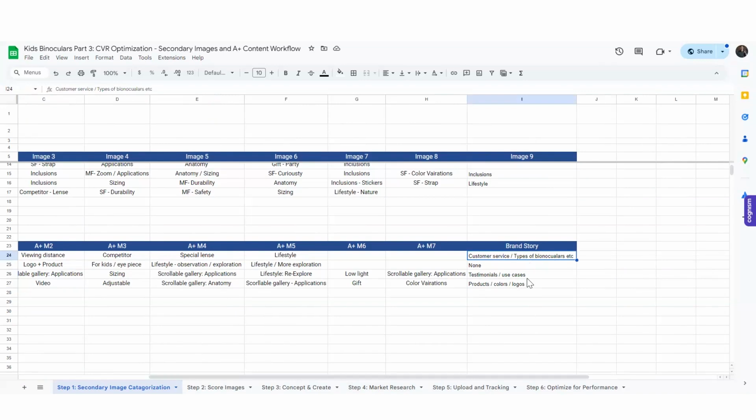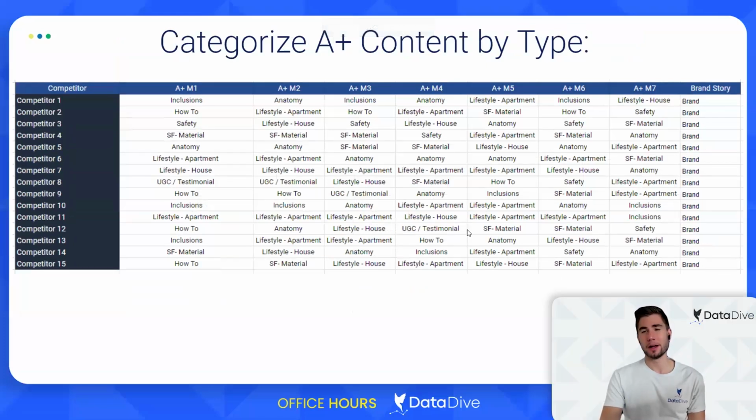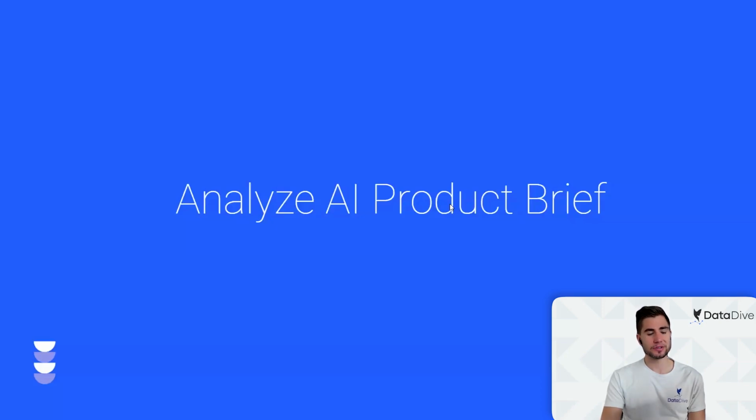All I'm trying to do here is get an idea for what's going on in the niche and come up with some general categorization as to what's the purpose of this image, and I'm trying to put it into one of these groups. So moving on here, we categorize our secondary images by type. Again, this is going to take you a couple hours to do. We have trainings on this on the Data Dive website.